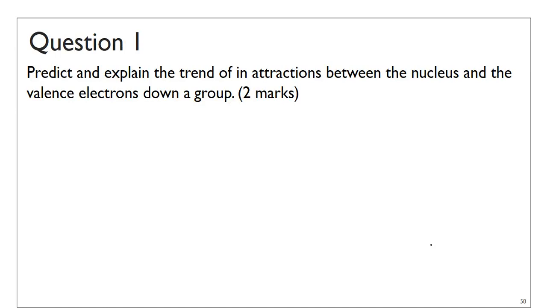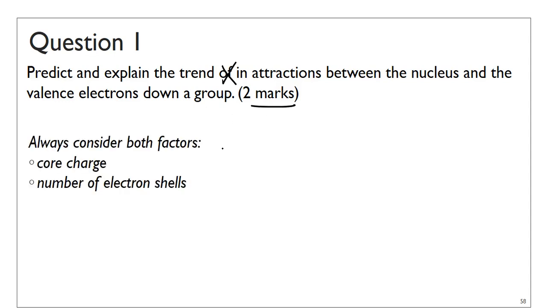So question 1, once again, we did this in class. You need to predict and explain the trend. Not sure why there's an earth here. So the trend in attraction between the nucleus and the valence electrons down a group. This is a 2-mark question, so you need to predict and then you need to explain. And as always, if the question asks you to explain the attraction between the nucleus and the valence electrons, you need to mention both core charge and the number of electron shells in your answer. This visual representation is just a way to show you the different factors that you need to consider when you answer this question.